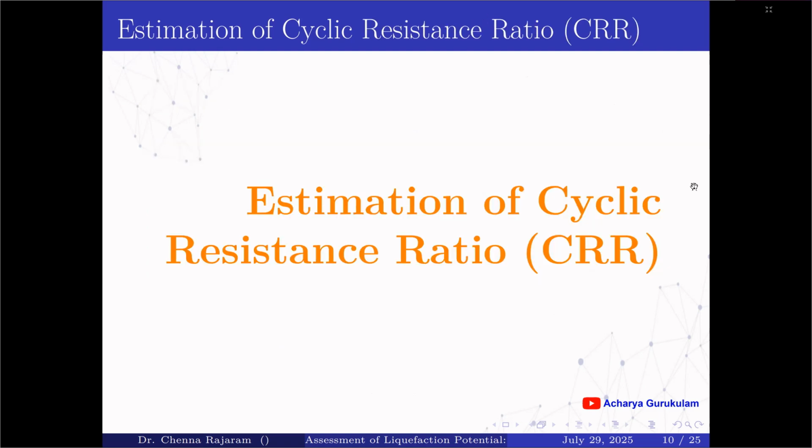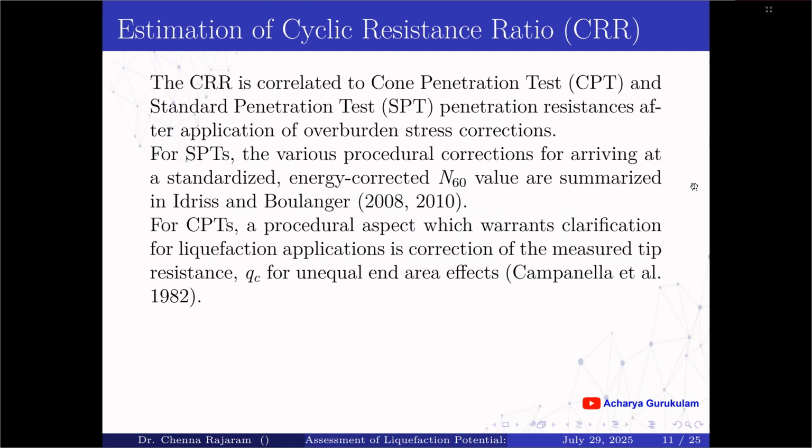Then we'll discuss the estimation of cyclic resistance ratio. The cyclic resistance ratio is correlated to cone penetration test and standard penetration test penetration resistance after application of overburden stress corrections. For SPTs, the various procedural corrections for arriving at a standard energy corrected N60 value are summarized in Idriss and Boulanger in 2008 and 2010.